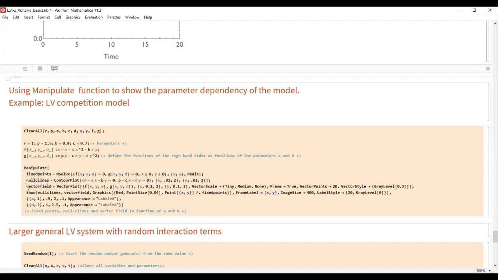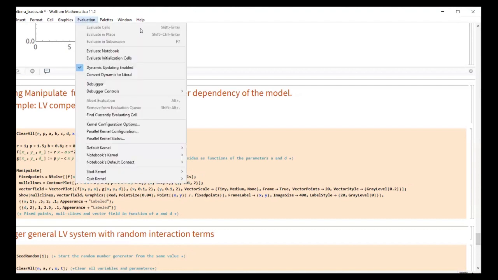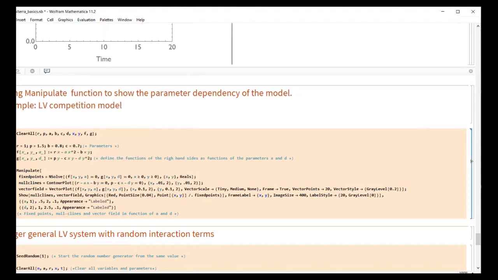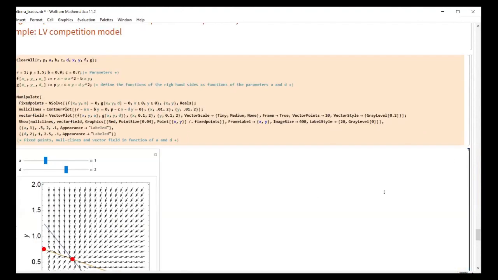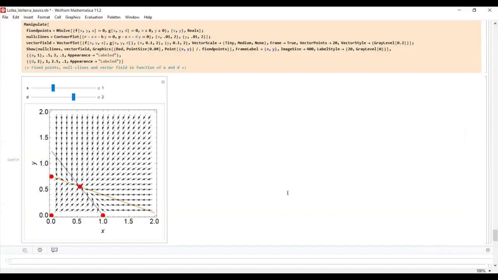And again, we looked for the fixed points depending on the parameter, the nullclines depending on the parameter, and the vector field, and we show together the nullclines and vector field in this Manipulate function. And if everything is okay, but I have to check, yeah, the dynamics is on, but maybe it can work. Okay, you can see the vector field and the fixed points and the nullclines.